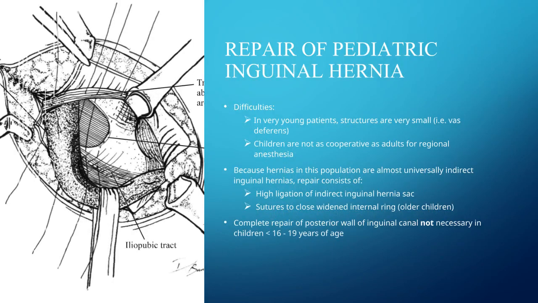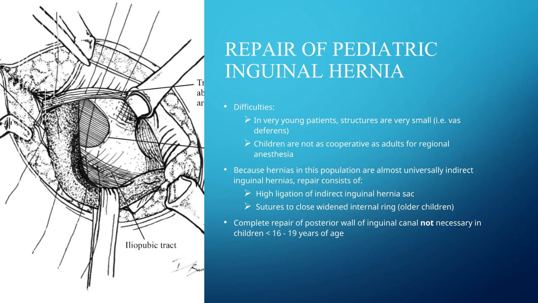Pediatric repairs present unique difficulties which are usually best treated by a surgeon. The structures, vas deferens and vessels, are very small and easily injured. Children are less cooperative, often requiring general anesthesia. The etiology is almost universally a patent processus vaginalis, an indirect hernia. Therefore, the repair is vastly simpler.